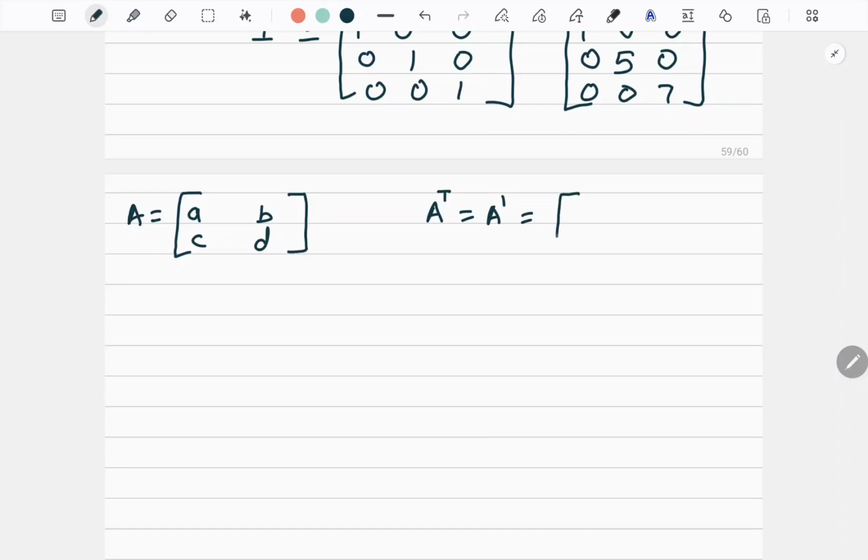So this is, the row will become column and column will become row. So this first row is what? AB. So that will become the first column. Second row is what? CD. So that will become the second column. So this is a transpose.